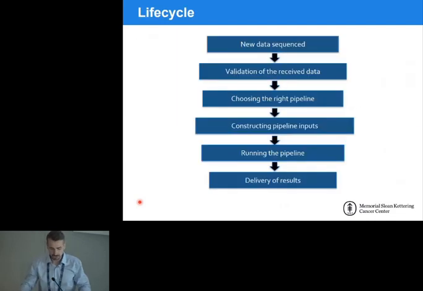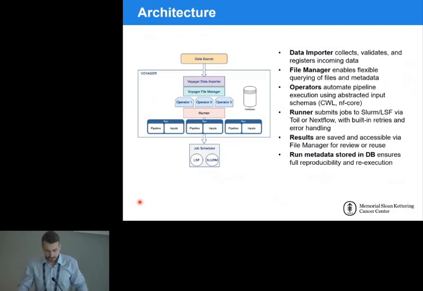So let me take you through the life cycle of the data through Voyager. When the data is sequenced, it's imported into Voyager, where Voyager validates the received data, chooses the right pipeline based on the metadata, constructs the pipeline inputs, runs the pipeline, and delivers the results. All this happens without any manual intervention, while we keep observability and reproducibility built in. So I'm going to lead you through the architecture of Voyager.